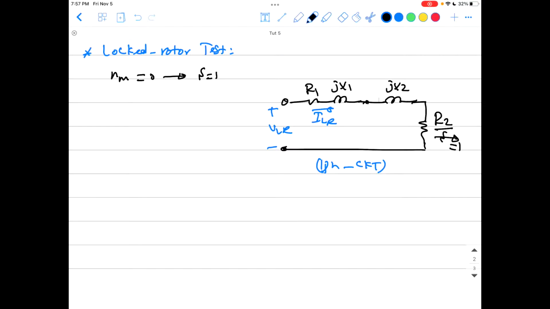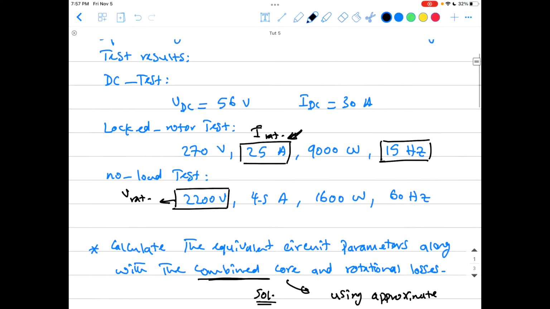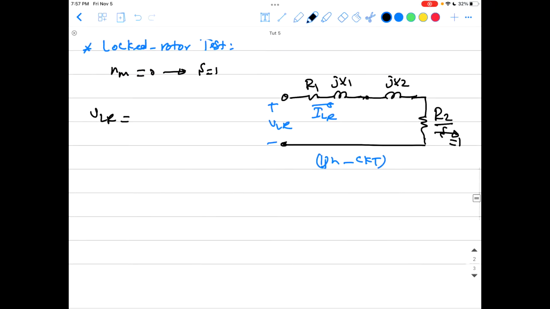So the V locked rotor will equal the given value, and the locked rotor test data given here is 270 volts. Okay, that is the given one, 270 volts. Keep in mind that is delta connection, and that means V phase equals V line to line. So the phase voltage here equals the line voltage, the same value, we don't play with it, that's good.